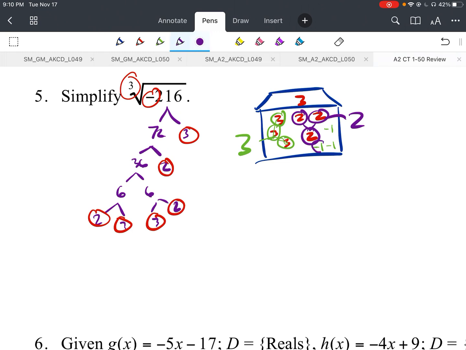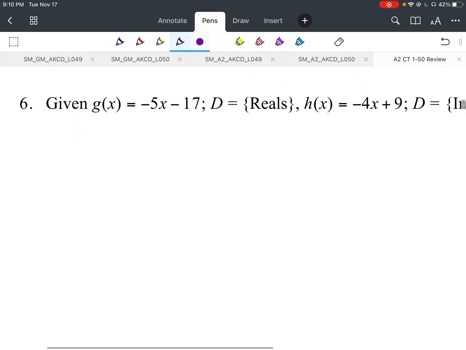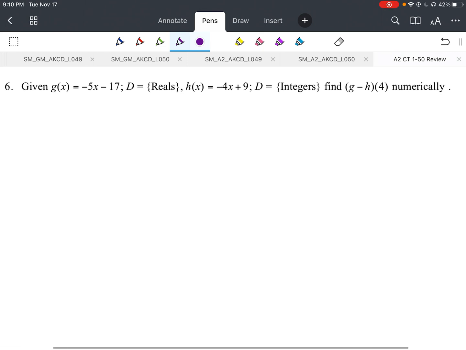So watch this. This is a 1, this one, and this one. They pop out a -1. So all this huge mess turns into -1 times 2 times 3. This is -6. So fun. All right.